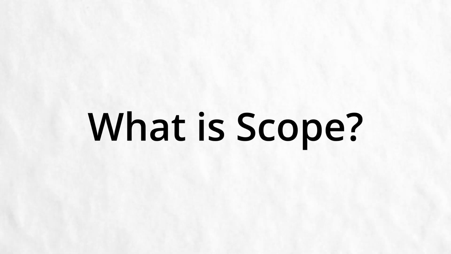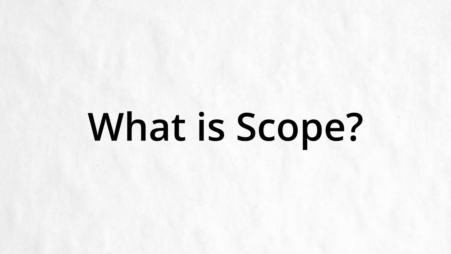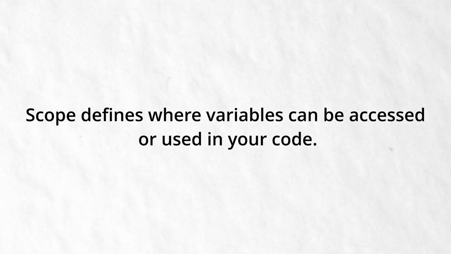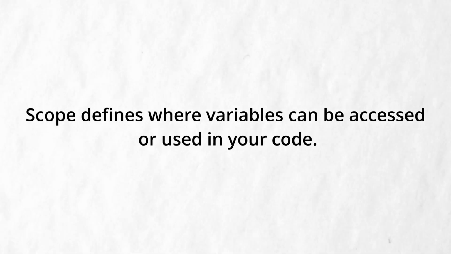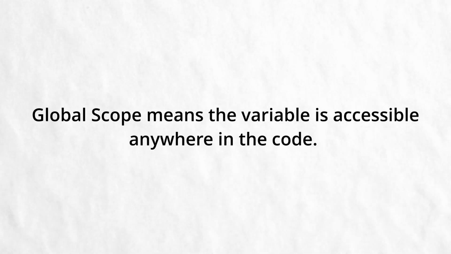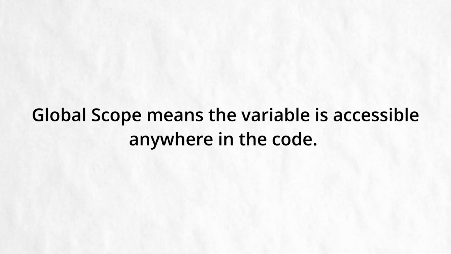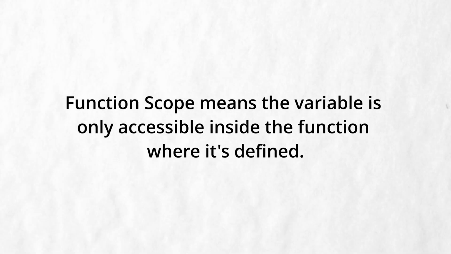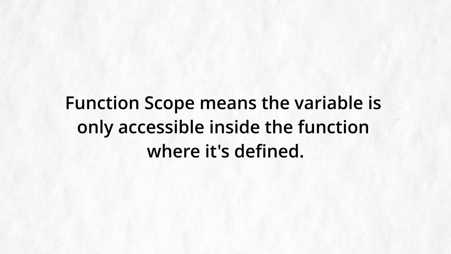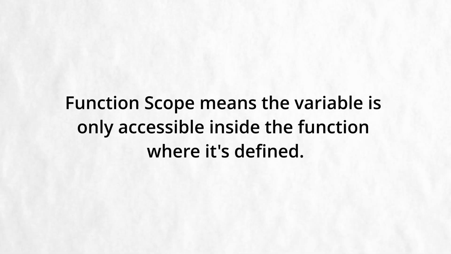So, before jumping into VS Code, let's first understand what is a scope. Scope defines where variables can be accessed or used in your code. There are mainly three types. Global scope means the variable is accessible everywhere in the code. Then function scope. Function scope means the variable is only accessible inside the function where it's defined.